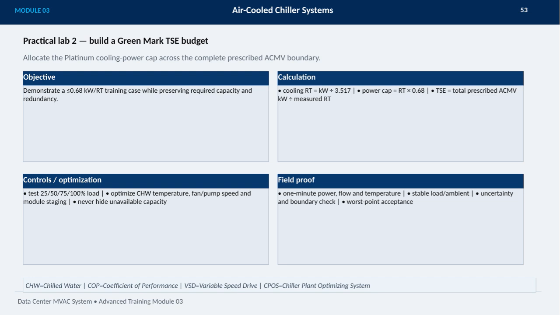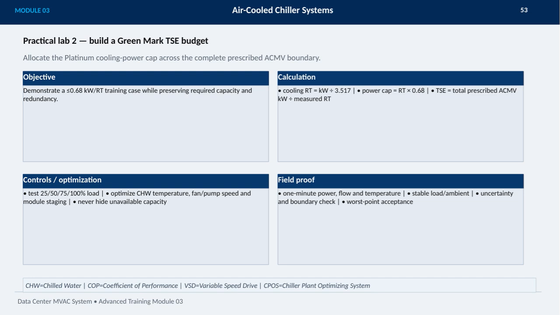Moving on to calculations, remember that cooling in RT is derived by dividing the kilowatts by 3.517. The power cap is calculated as RT times 0.68, and TSE is the total prescribed ACMV kilowatts divided by measured RT. For controls and optimization, we test at various load levels, 25, 50, 75, and 100%, and adjust chilled water temperature, fan and pump speeds, and module staging accordingly, always ensuring we never conceal any unavailable capacity.